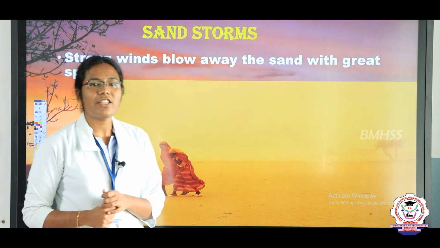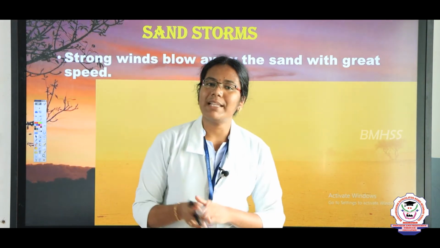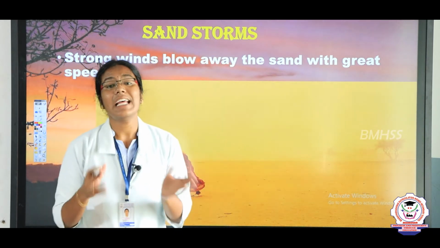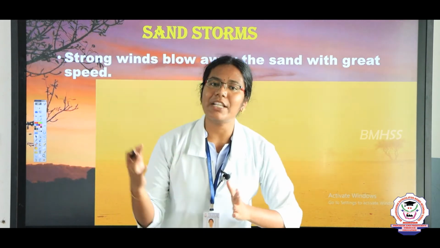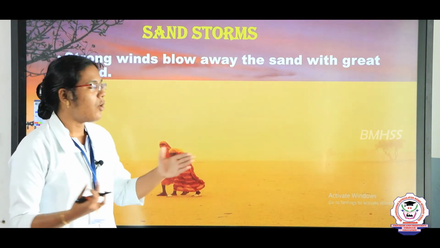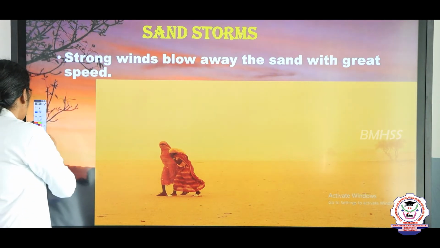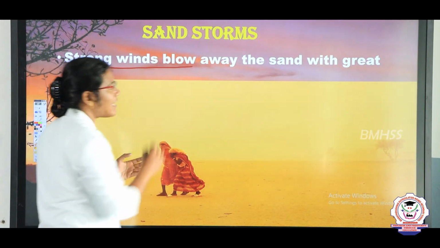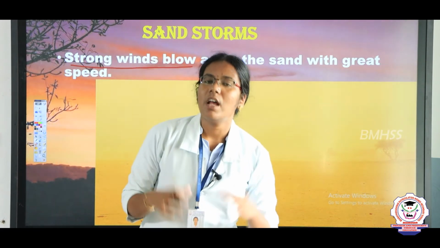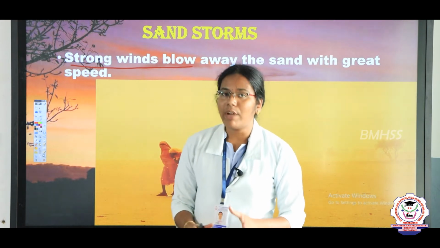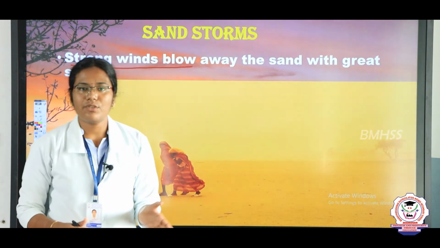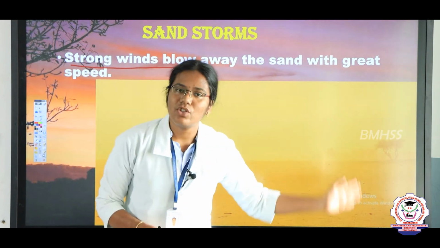Next, sandstorm. What is meant by sandstorm? மண்புயல். In the desert area we will see a sandstorm. This makes the sky hazy. What is meant by sandstorm? Strong winds which blow at a great speed are said to be a sandstorm. In a desert region we can see a sandstorm.